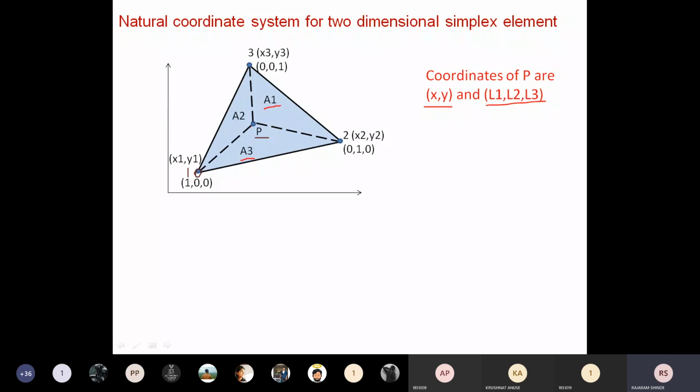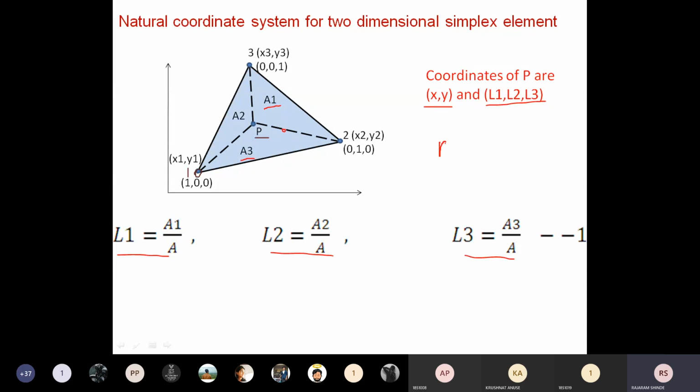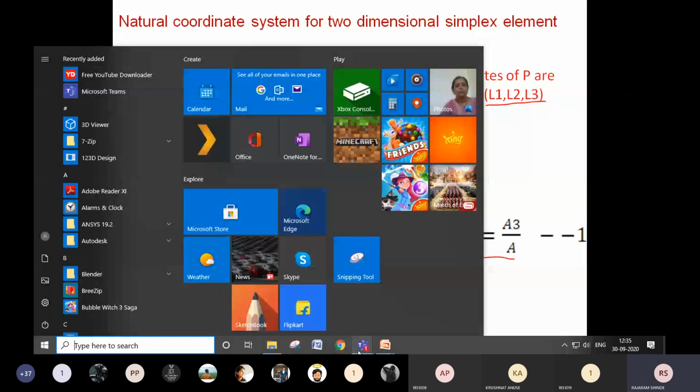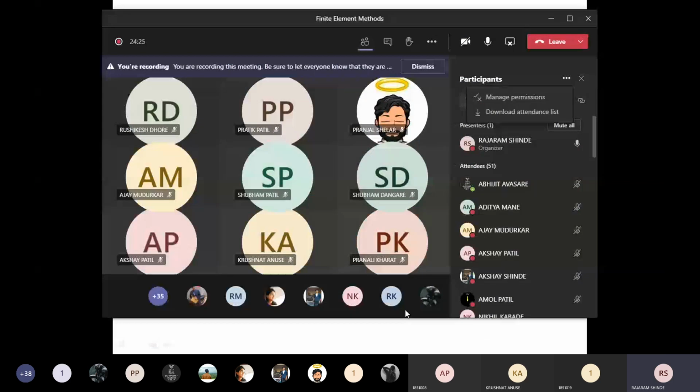When we move this P from here to here, this A1 will be changed, A2 will be changed, A3 will be changed. And when we change this, L1 will be changed, L2 will be changed, L3 will be changed. Now you see here, I have written these definitions for natural coordinates: A1 upon A, A2 upon A, A3 upon A, where A is the area of the triangular element. Okay. Have you got up to here? Akshay Shinde, have you got up to here? Yes, sir.